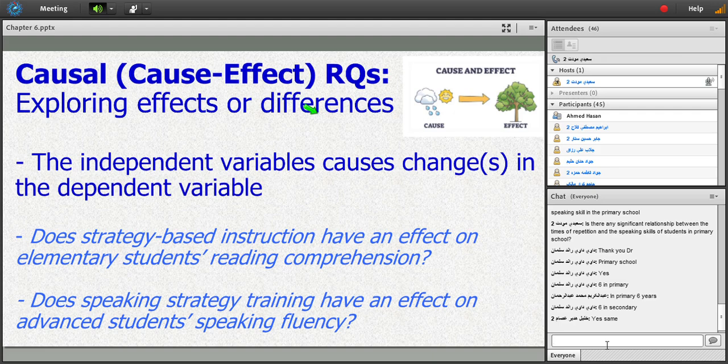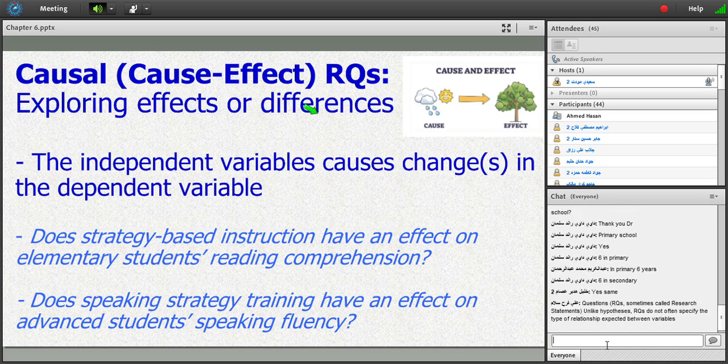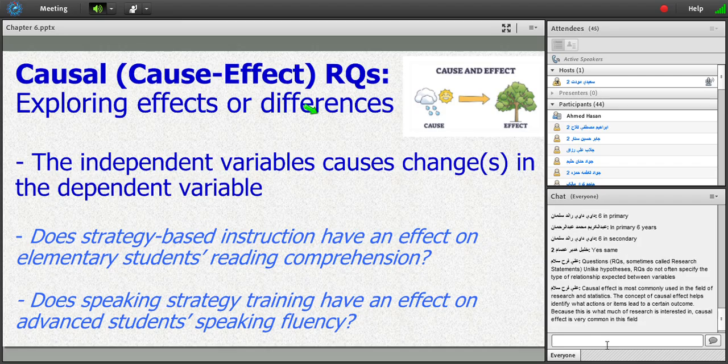Okay, good. So let's move to another type of research question, which is causal, which is cause and effect research question. So let's see what you wrote. Causal is the most commonly used in the field of research and statistics. Exactly. This is the commonest type. That's right. Thank you. So, causal research questions are the most common type.